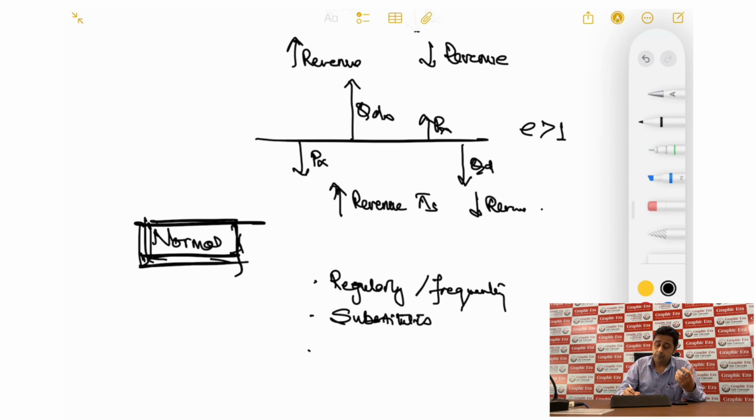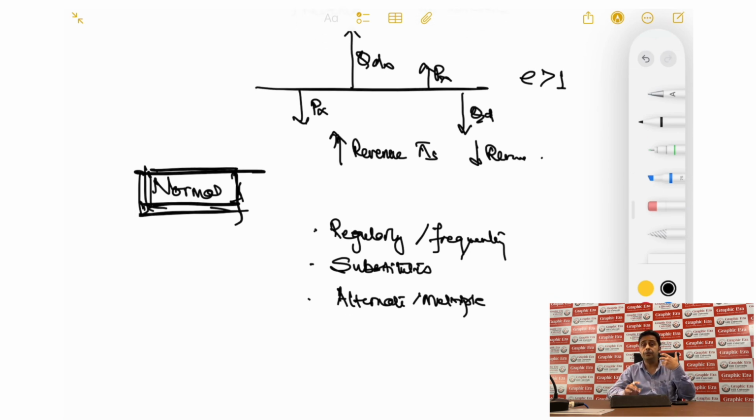Third, if a product has alternate or multiple uses, there is a greater chance that it will behave like a normal good, because with a change in price, it will be easy for you to cut down on the less important uses and only continue with the most relevant ones, and vice versa. But goods which do not have many substitutes, or do not have multiple uses and have more specific uses, like petrol, for example, would not behave like a normal commodity.